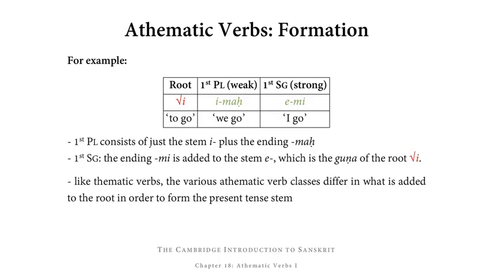Like thematic verbs, the various athematic verb classes differ in what is added to the root, or what is done to the root, in order to form the present tense stem, and so we need to look at each of these verb classes individually.